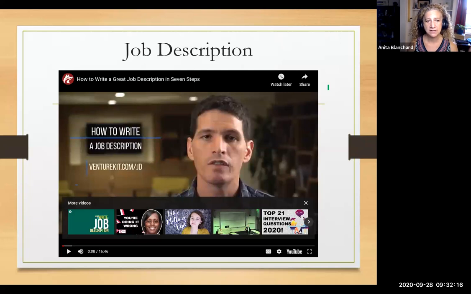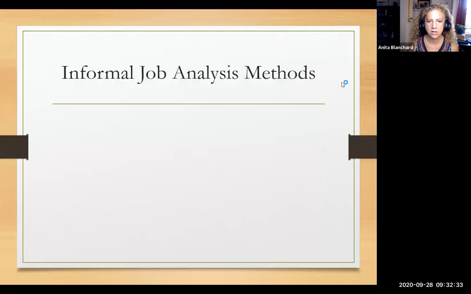So I put that in the page so you can look at that on your own, but I think this is actually pretty good, using a job analysis to write a job description. So we go on. Okay, so how do we do job analyses?